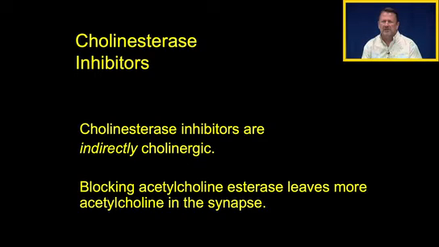So acetylcholinesterase inhibitors, in pharmacology land, we call these cholinesterase inhibitors, and cholinesterase inhibitors are indirectly cholinomimetic, mimicking the effects of acetylcholine. Why? Because we're blocking the garbage disposal that breaks down the acetylcholine, leaving more acetylcholine behind. And so when you see that word cholinesterase inhibitors, remember the inhibitor is stopping the enzyme that breaks down acetylcholine. That's why acetylcholinesterase inhibitors are cholinomimetic or cholinergic, and they do that indirectly.